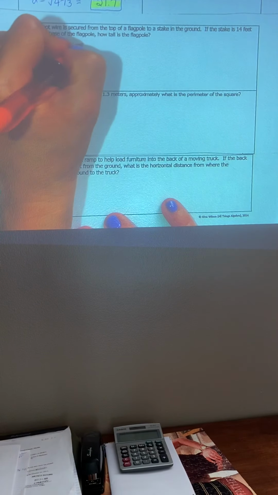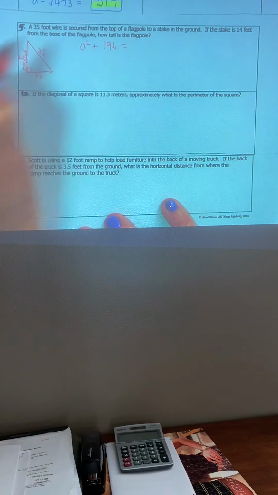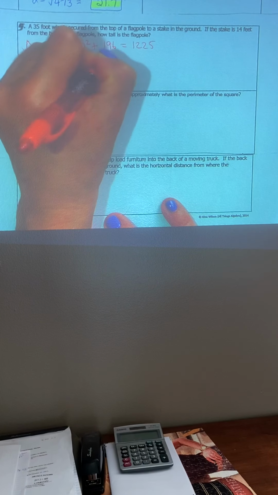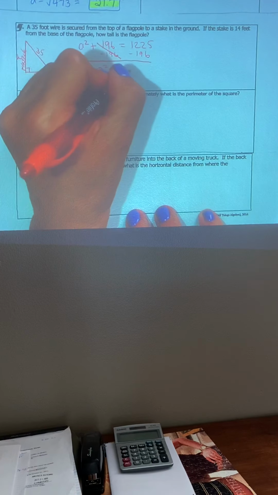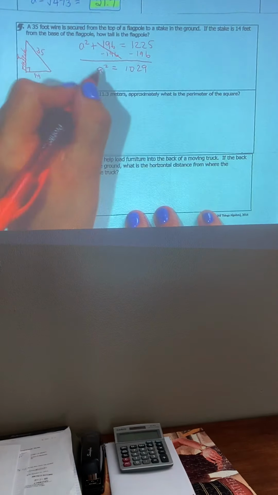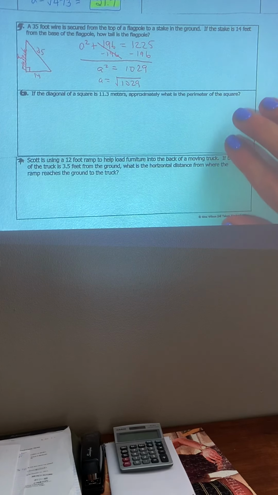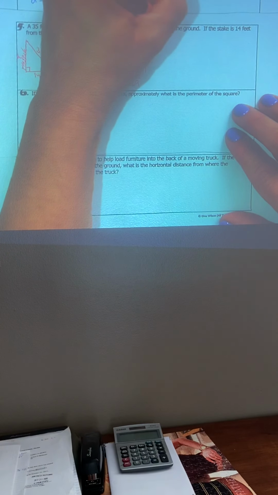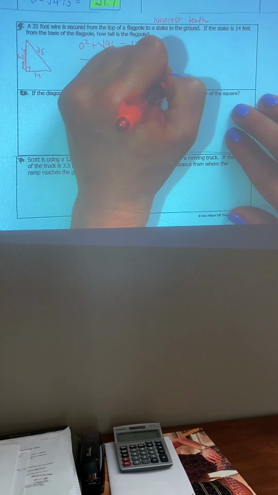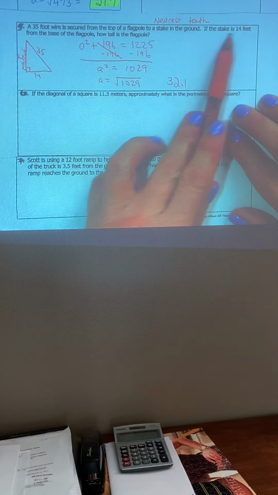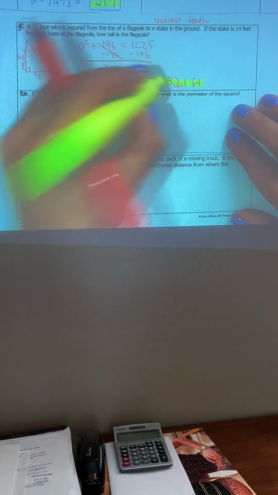Okay, so A squared plus 196 equals 35 squared, 1225. So 1029. Take the square root. And again, round your answers to the nearest tenth. Okay, I know that wasn't showing there, so nearest tenth. And we get 32.1. And what are we talking about here? Feet.